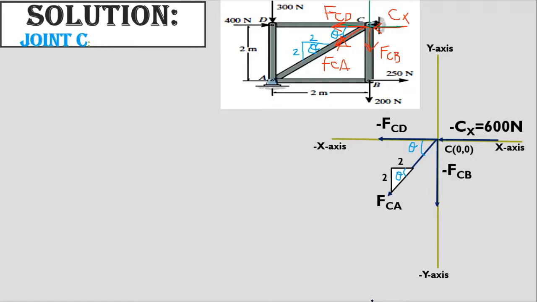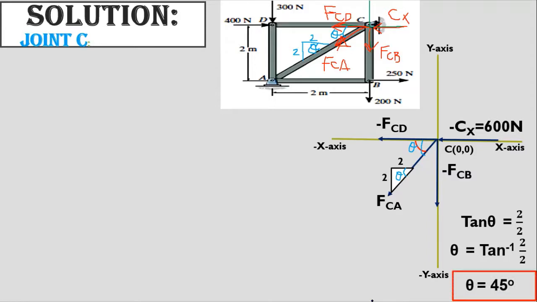So we have to apply tangent theta here. You can see tan theta equals 2 upon 2. So theta equals tan inverse of 2 upon 2. Theta equals 45 degrees. Now we are moving towards the summation of the forces, but before that, we have to break the forces into their components. FCA, we have to break the member force into its components. So there is a vertical component, minus FCA sin 45 degrees, because we got the value of theta equal to 45 degrees. Then there is minus FCA cos 45 degrees.